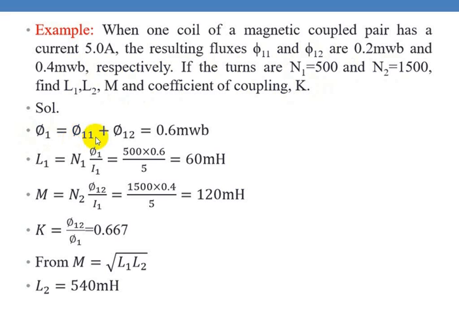So first coil flux will be Φ11 plus Φ12, which will be equal to 0.6 milliweber. So you add this 0.2 plus 0.4. Now let us find the inductance L1.